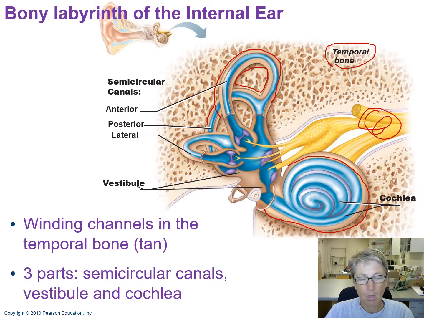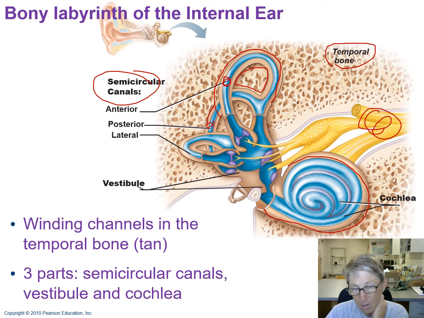There's 3 parts to the bony labyrinth. There's the semicircular canals. There's 3 of them, so semicircular canals. This is the anterior semicircular canal. This is the posterior semicircular canal, and then this is the lateral semicircular canal. And this guy's the cochlea.